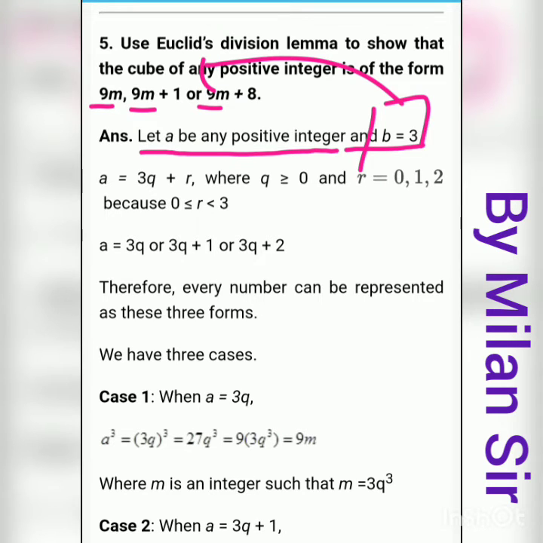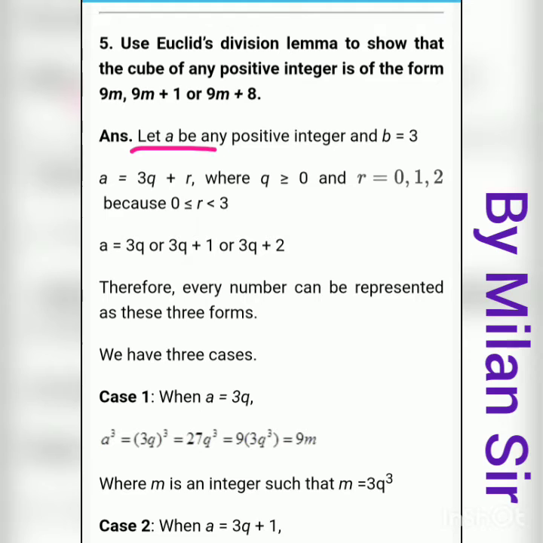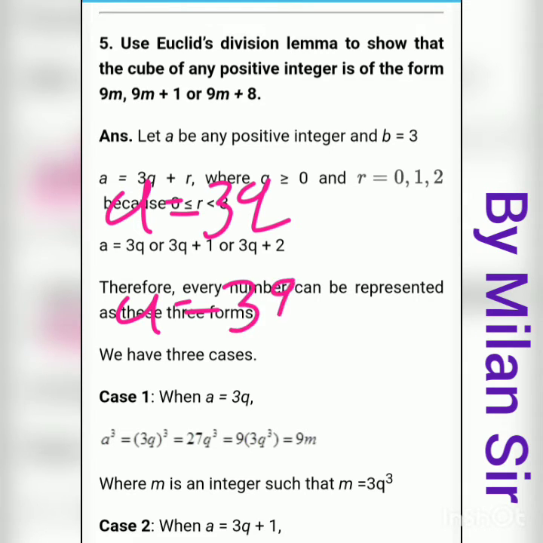That's why we take 3 for simplicity. So here a is any positive integer and b is equal to 3. Same thing we need to write as in equation number 4: a is equal to 3q plus r. In place of b we need to put 3, and there are 3 possibilities for r: 0, 1, 2, right? If we take the first possibility 0 then a is equal to 3q. If we take the second possibility r equal to 1, so 3q plus 1, and if we take the third possibility 2, so a is equal to 3q plus 2.